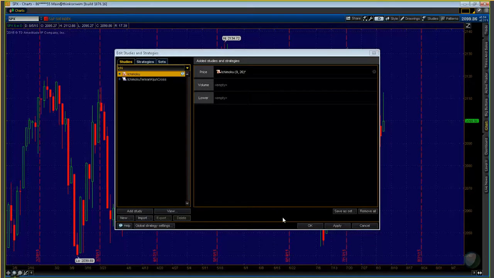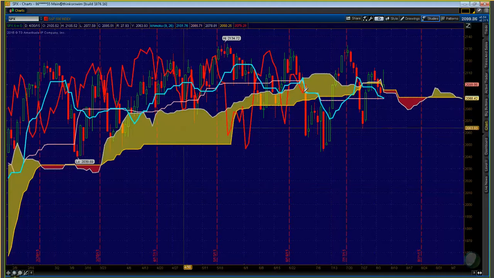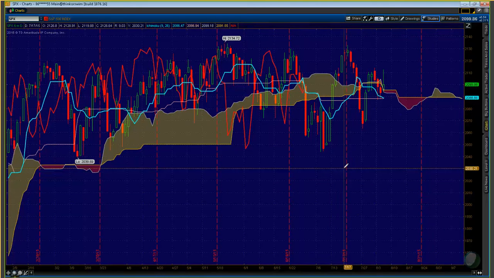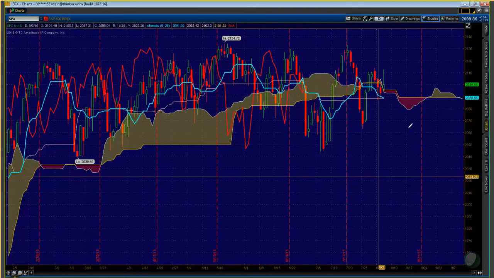Now, at first, Ichimoku looks to be very intimidating because you see a bunch of squiggly lines, this cloud thingy and everything else. But really, once you get used to it, it tells you a lot of things. Ichimoku Kinko Hyo stands for equilibrium at a glance. It is a trend trading indicator.